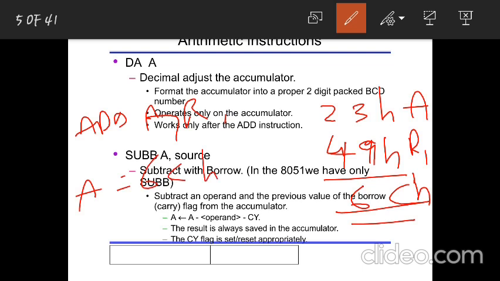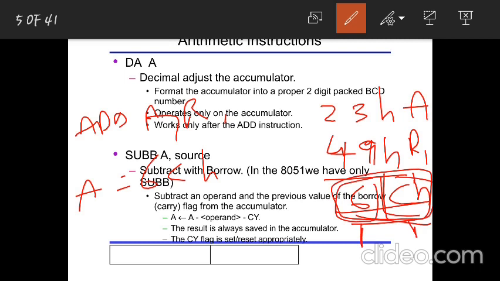If the question says add the two BCD numbers, addition of BCD, and you want to convert that binary result into BCD format, then the procedure is that you need to check this result first. This is the lower nibble, D0 to D3, and this is the higher nibble, D4 to D7. So check both the nibbles.